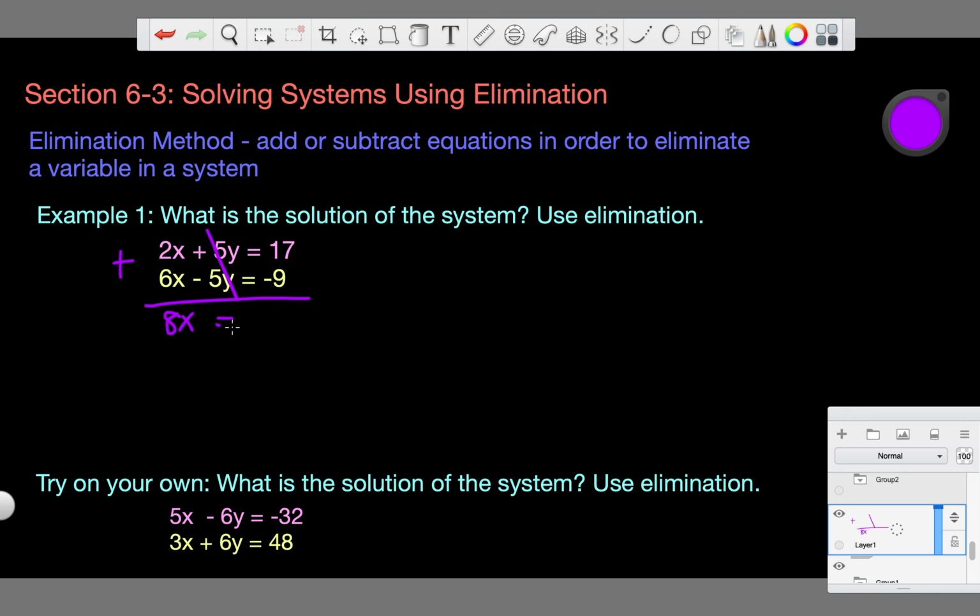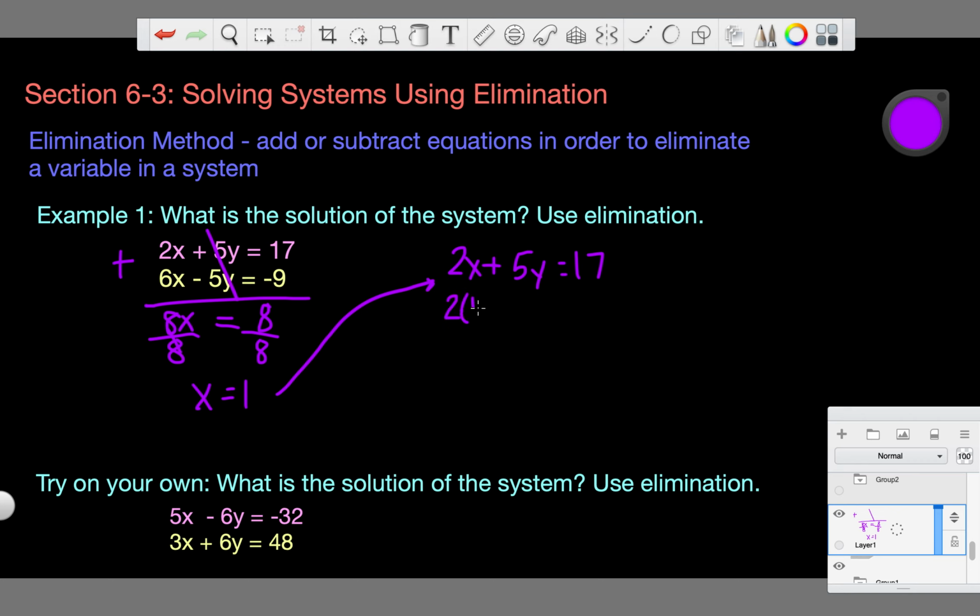So we now just have that 8x equals, and 17 minus 9 gives us 8. Now I can solve for x. I have an equation that's 8x equals 8. Divide by 8, divide by 8, and we're left with x equals 1. In order to find what y is, we just have to substitute x into our original equation, either one. Let's just use this 2x plus 5y equation because it's first. Equals 17. I'm going to substitute x as 1.